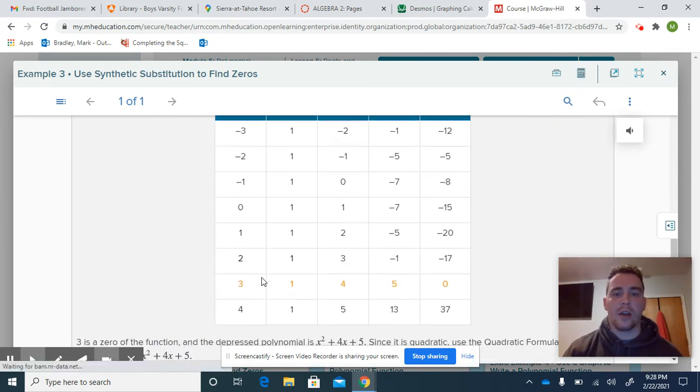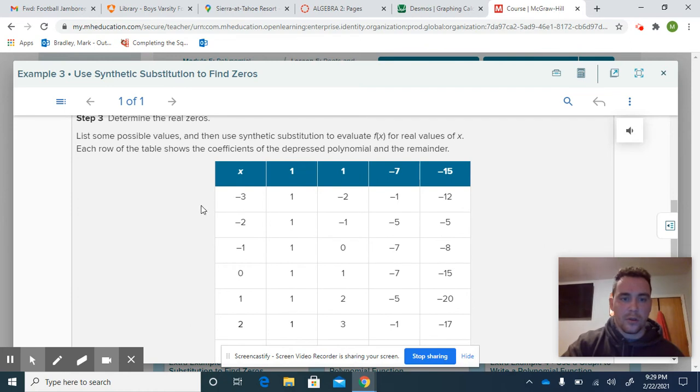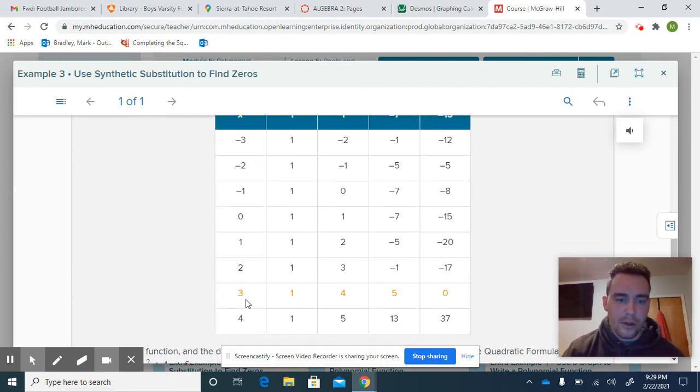And they made this long table about how to synthetically divide. I will be showing you guys how to do the winner. So it says list some possible values and then use synthetic substitution to evaluate f of x for real values of x. So that's the left-hand column right here. Each row of the table shows the coefficients of the depressed polynomial and the remainder. I'm going to go ahead and show you guys how to do the highlighted orange one.